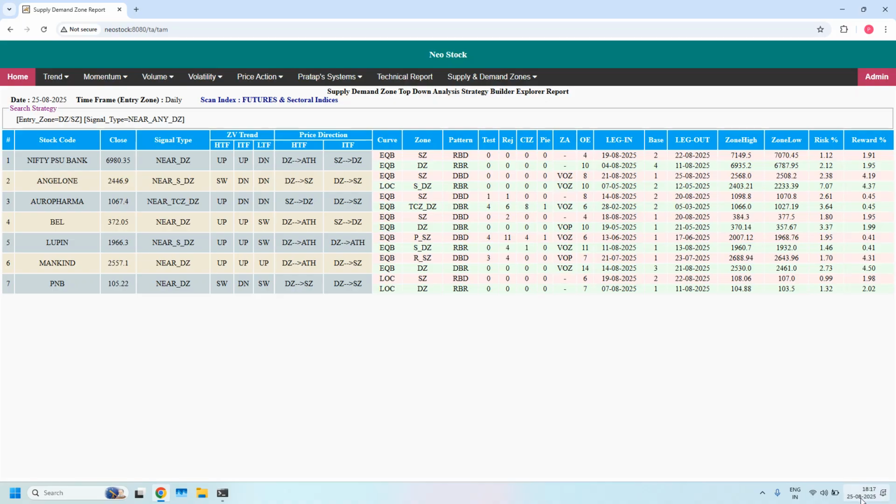Okay, now let us identify daily high liquidity demand zones. Angel 1 is having a daily high liquidity demand zone. And one more, Lupin is also having a daily high liquidity demand zone. So in total we identified 2 daily high liquidity demand zones from this list.